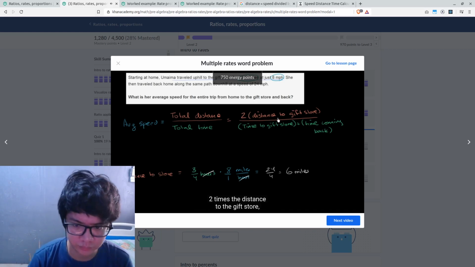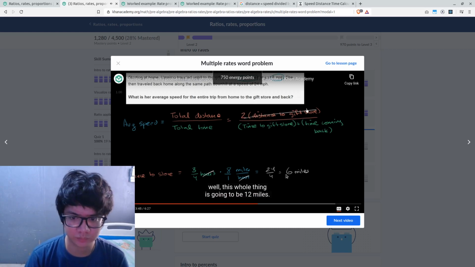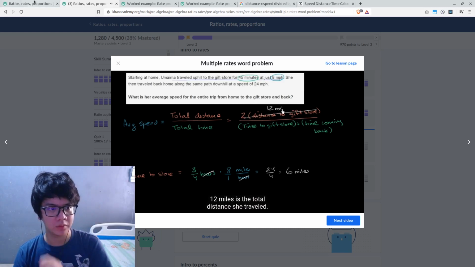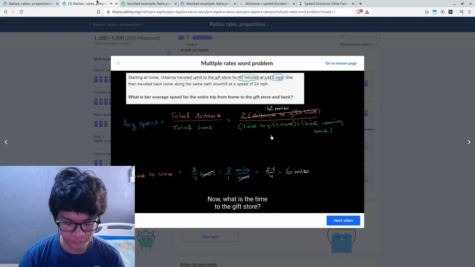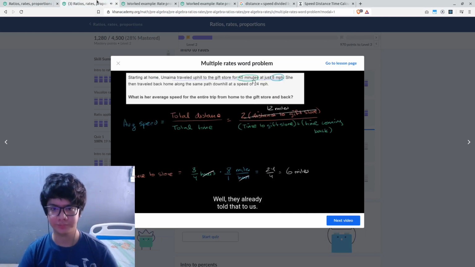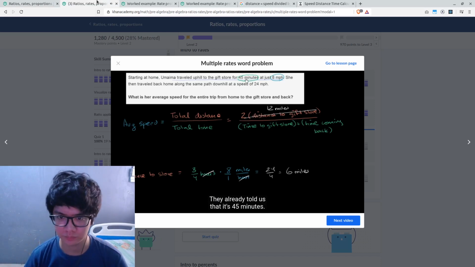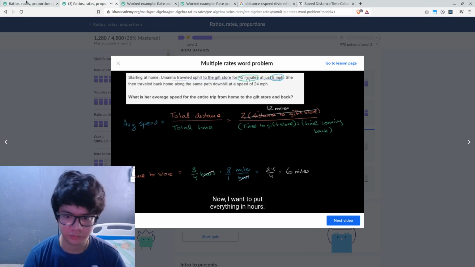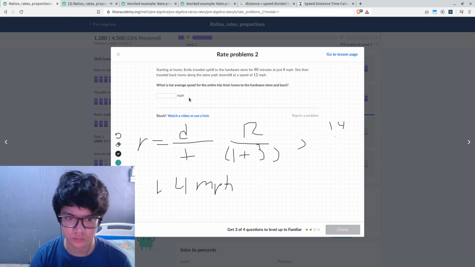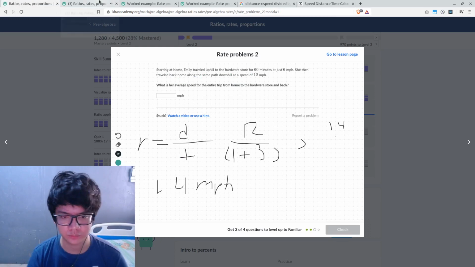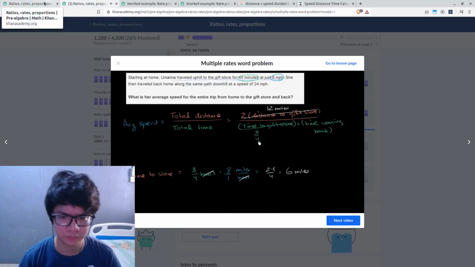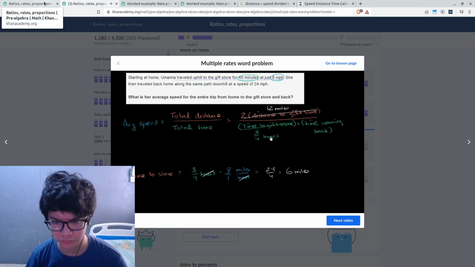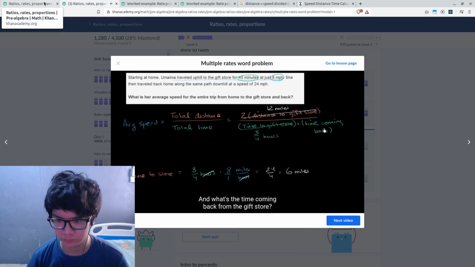2 times the distance to the gift store. Well, this whole thing is going to be 12 miles. 12 miles is the total distance she traveled. Now, what is the time to the gift store? Well, they already told us that it's 45 minutes. Now, I want to put everything in hours. I'm assuming that they want our average speed in hours, so the time to the gift store was 3/4 hours. And what's the time coming back from the gift store?